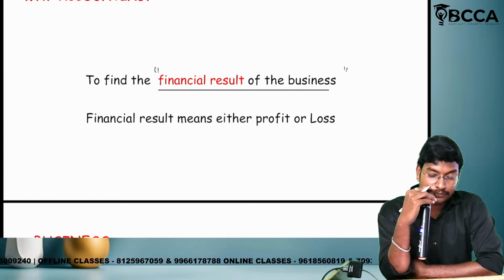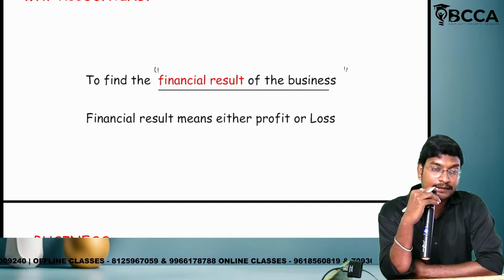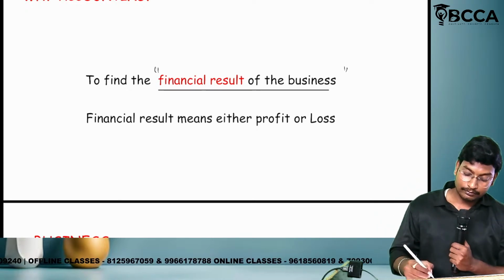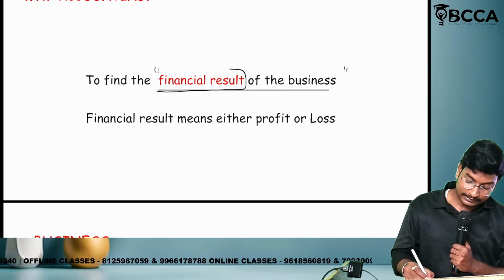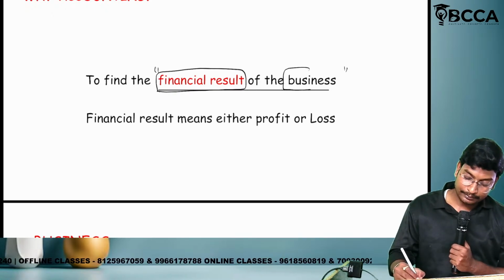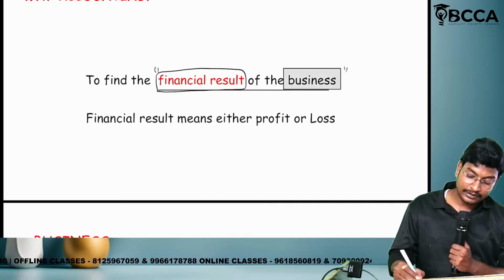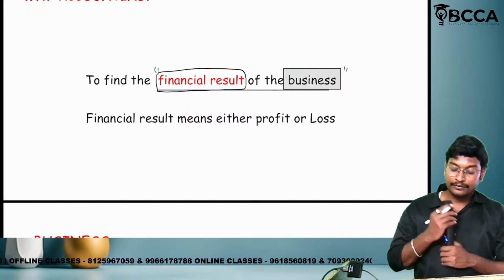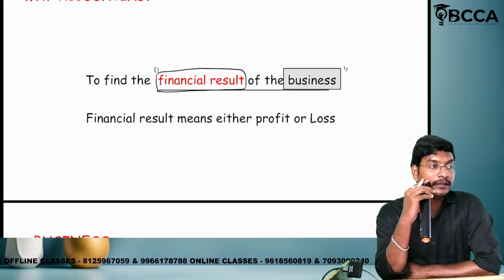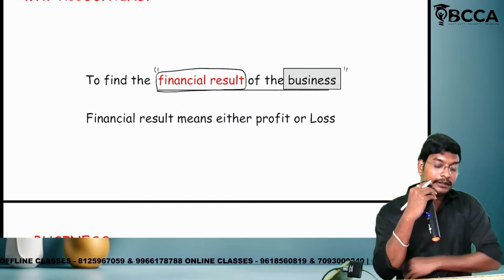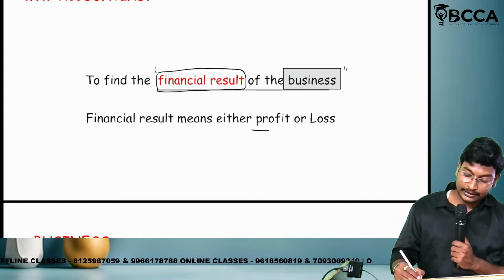Okay now. So we need to learn about the meanings. What are the two meanings we have to learn? What is the meaning of financial result and what is the meaning of business? So what is the main objective of accounting? To find out the financial result of the business. What is the meaning of financial result? Financial result means either profit or loss.